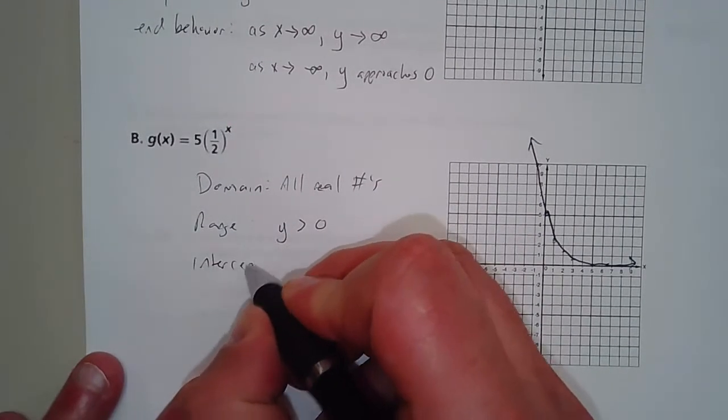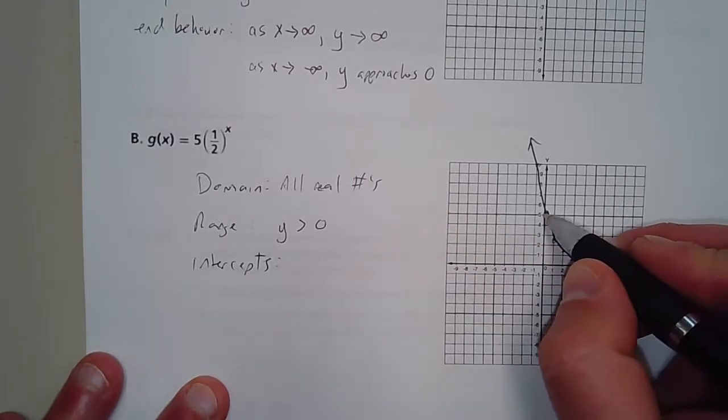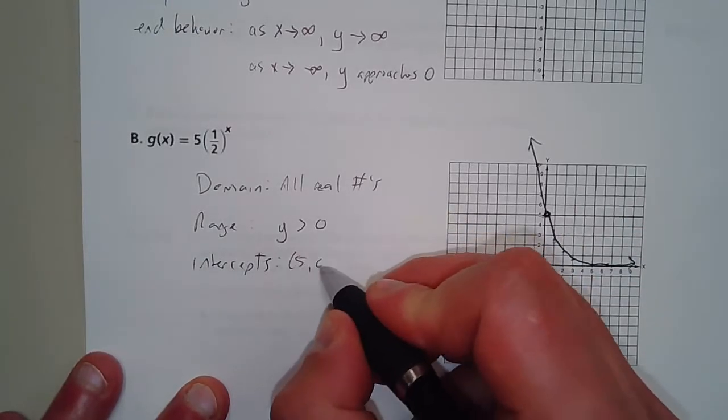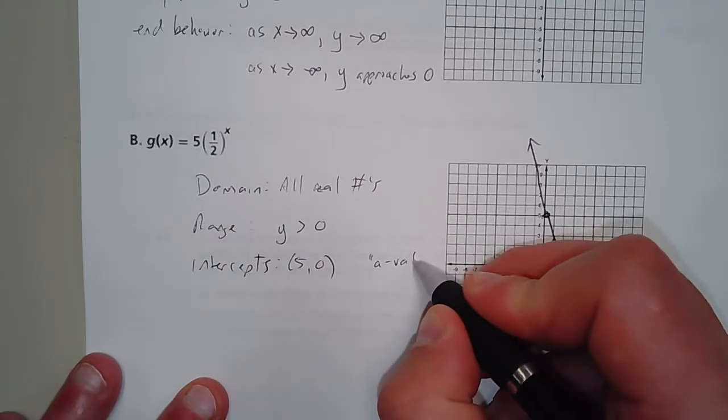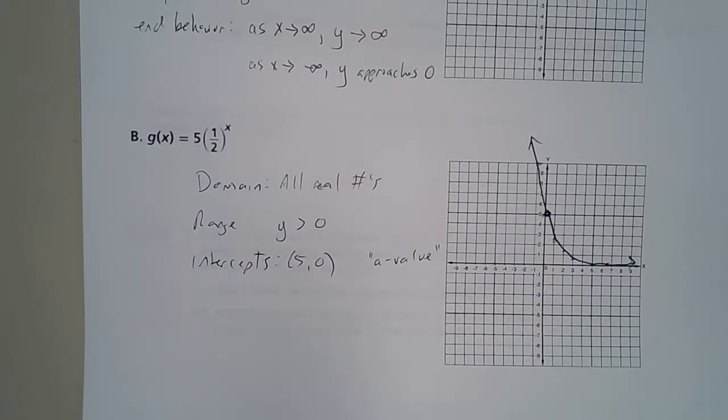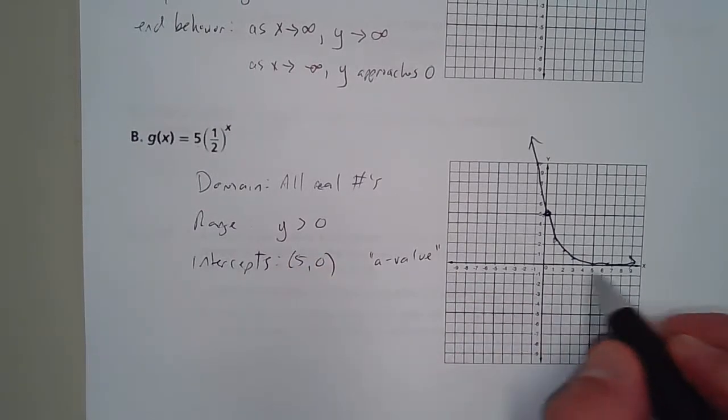Intercepts. Once again, only the 1, and it happens to be at 5, which is this A value. So keep in mind that always is going to match up with whatever that A value is going to be, where the Y-intercept is located. And then in this case, there is no X-intercept.